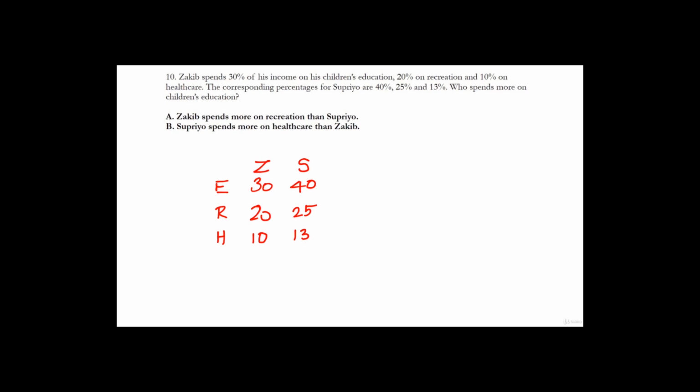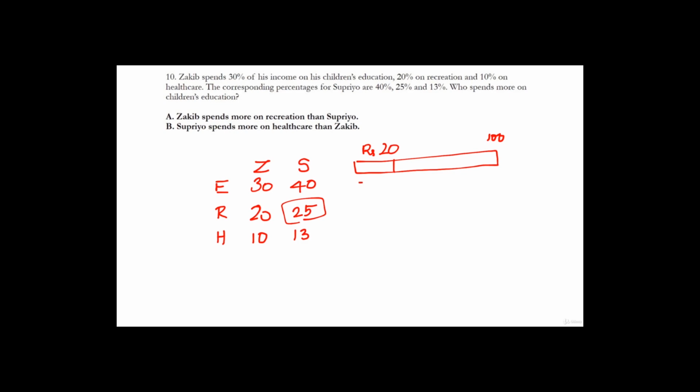Now statement A says Zakib spends more on recreation than Supriyo. So let us say Zakib earns rupees 100. The amount he spends on recreation is 20%, which means rupees 20 is spent by Zakib towards recreation. And this rupees 20 is more than the amount spent by Supriyo on the same recreation. Now Supriyo spends 25% on recreation, so his 25% should be less than 20.